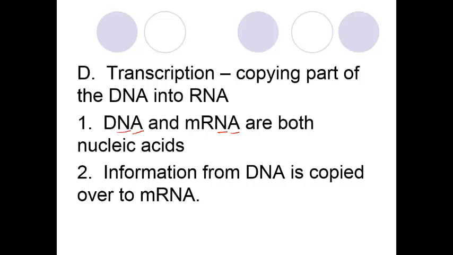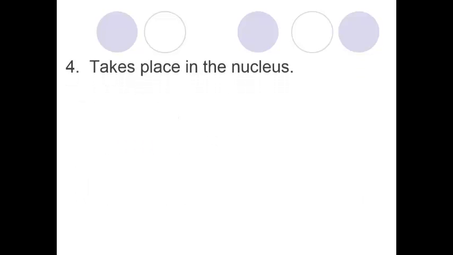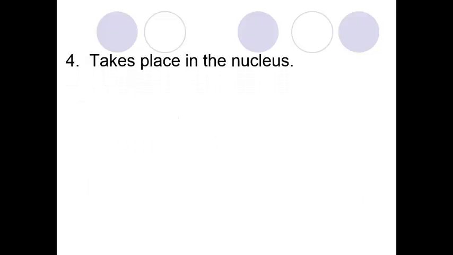So the information from the DNA is copied over pretty easily into messenger RNA since they do have a lot of similarities, being both nucleic acids. This is going to be taking place in the nucleus of your cell because the DNA is in the nucleus, so anything that's related to the DNA has to be in the nucleus.